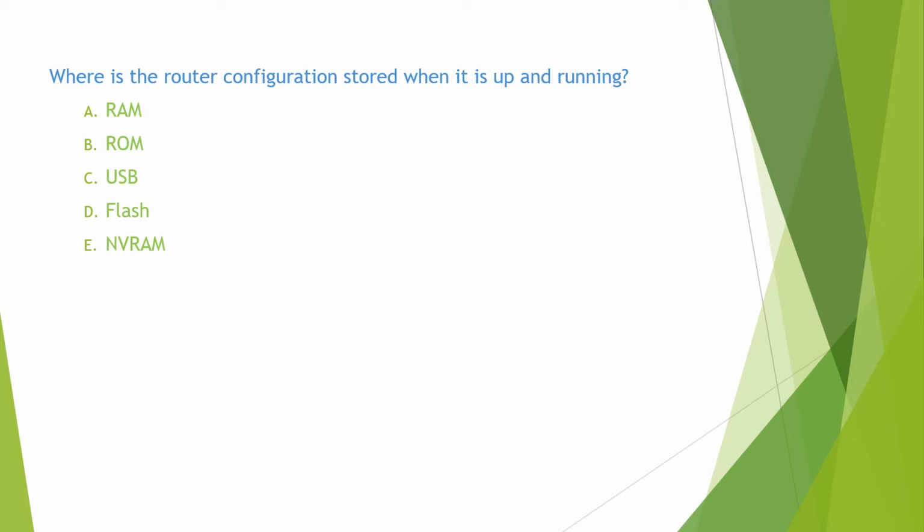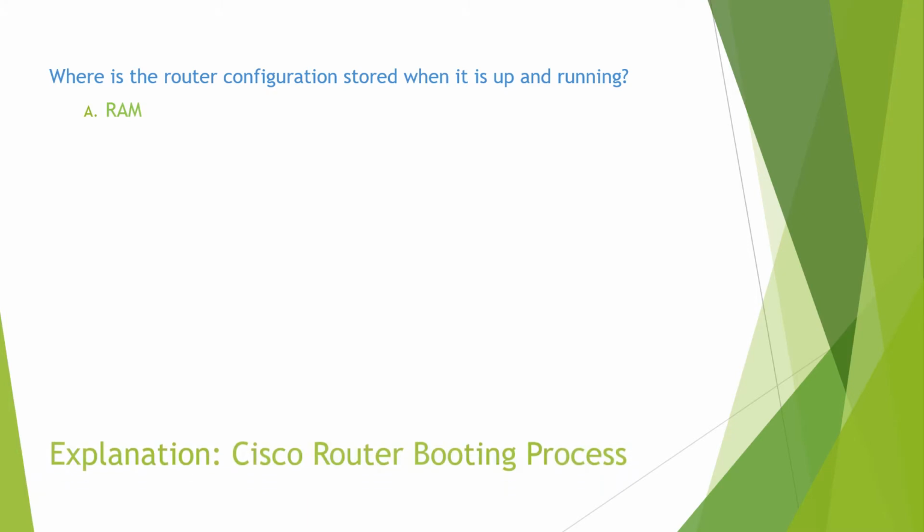So the keyword here is the router configuration, which refers to the configuration file and where it is stored when the router is up and running. When the router is up and running, the configuration file is stored in RAM. So the answer is A. You can find the detailed explanation in the video.